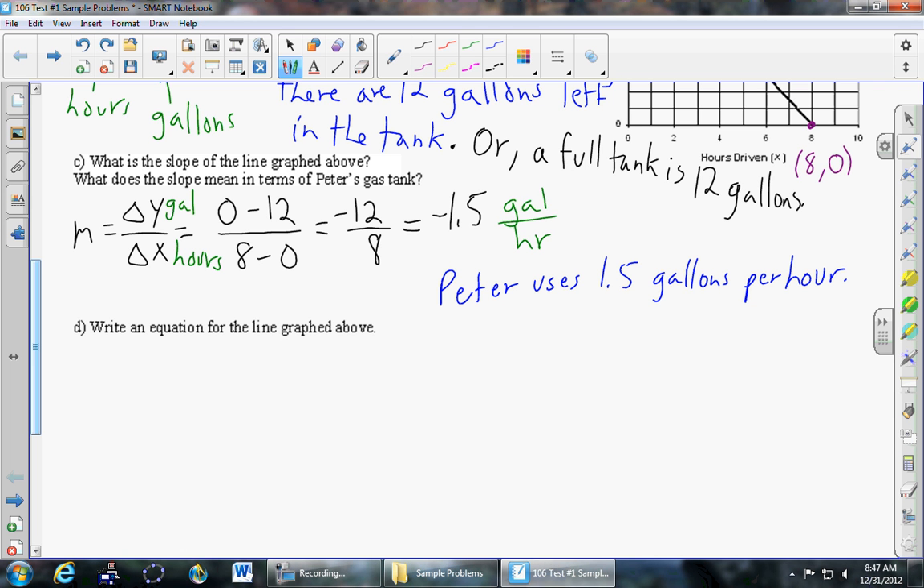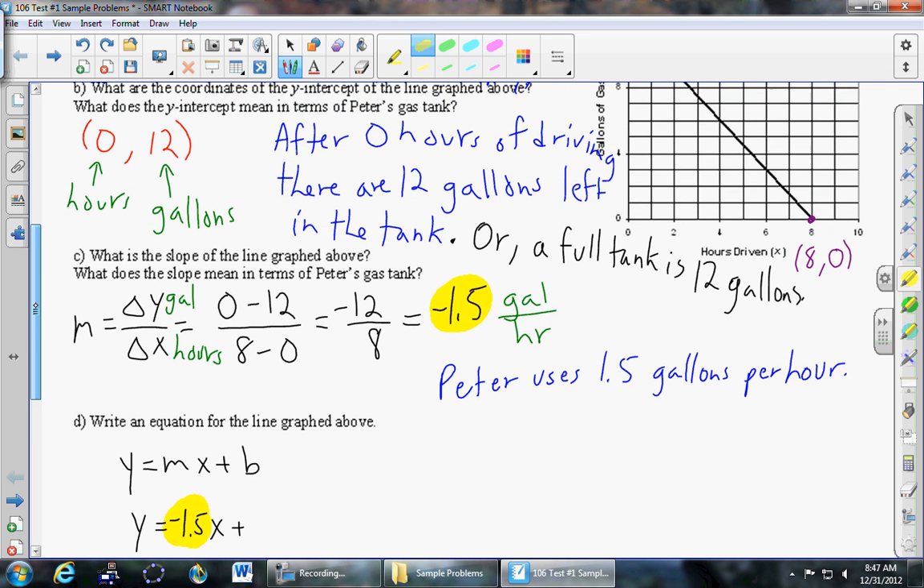So we'll start with one of our equations for a line, y equals mx plus b. So all we need to do is fill in the slope and the y-intercept. So the slope we found right up above was this negative 1.5 gallons per hour. So that goes right there. Copying from here. And then plus b. B is the y-intercept. Well, we found the y-intercept just above. It's here at (0, 12). So this should be a plus 12 right there, because the y-intercept was 12.